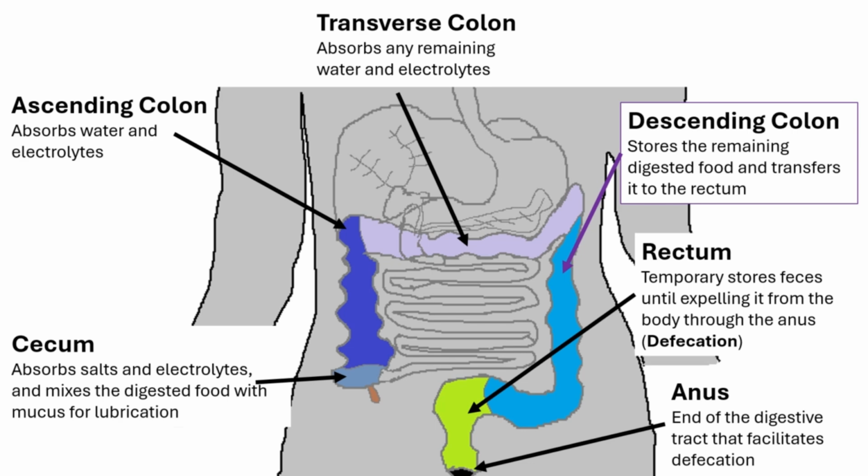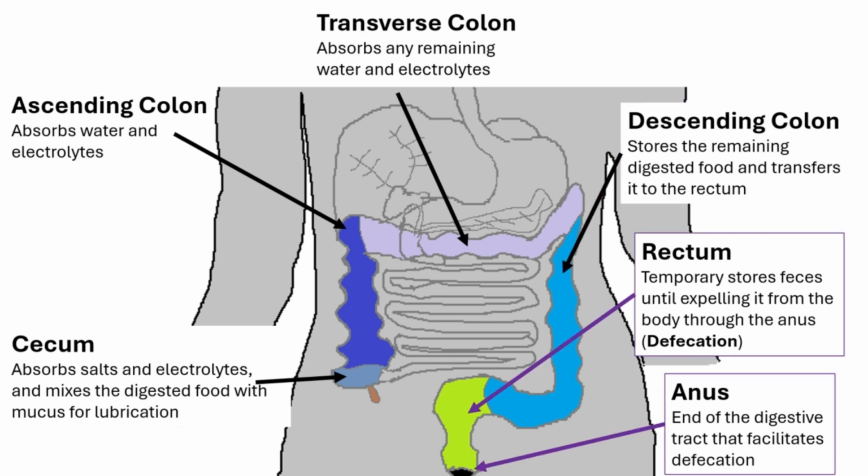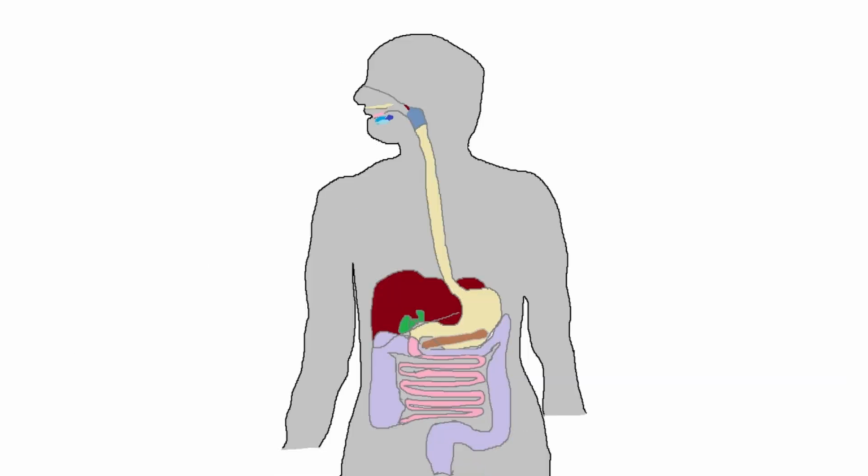Through peristalsis, the contents are then moved to the descending colon, which primarily just stores the waste before transferring it into the rectum. The rectum will temporarily store the waste, known as feces, until it is expelled from the body through the anus in a process called defecation. And that is the basic overview of the human digestive system.